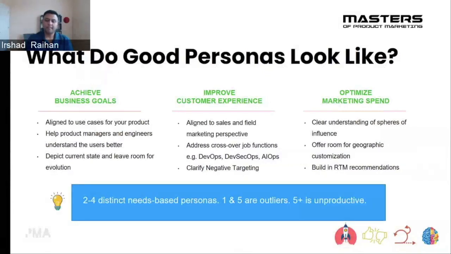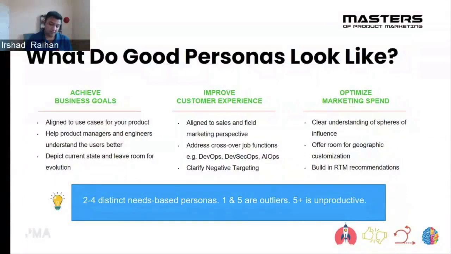As a general rule of thumb, I'd say 2 to 4 distinct needs-based personas is your sweet spot. If you've got just one persona, that's fine. A lot of SaaS companies, typically startups, are very specialized, very niche, and offer point solutions, and you really have one persona. Good for you. But typically, that's not typical.